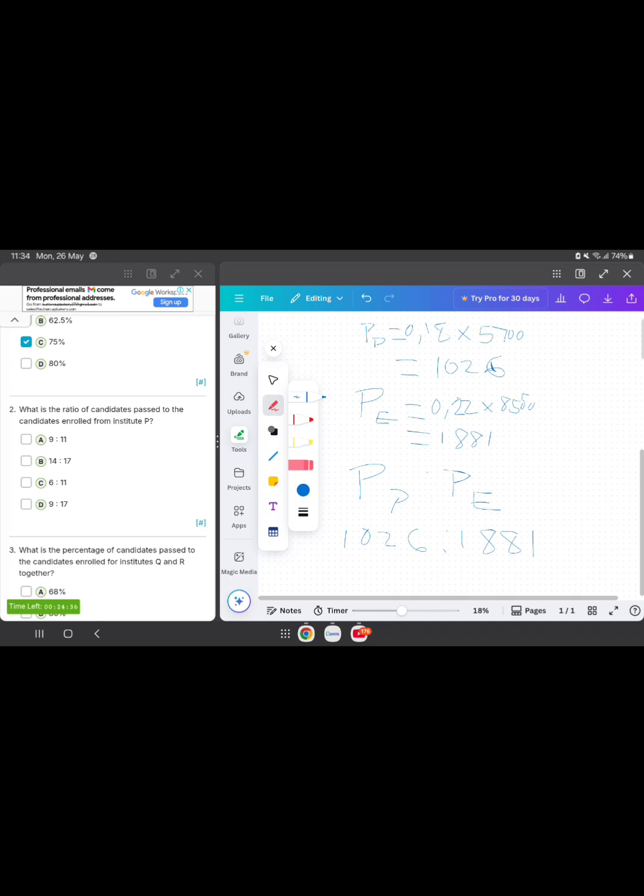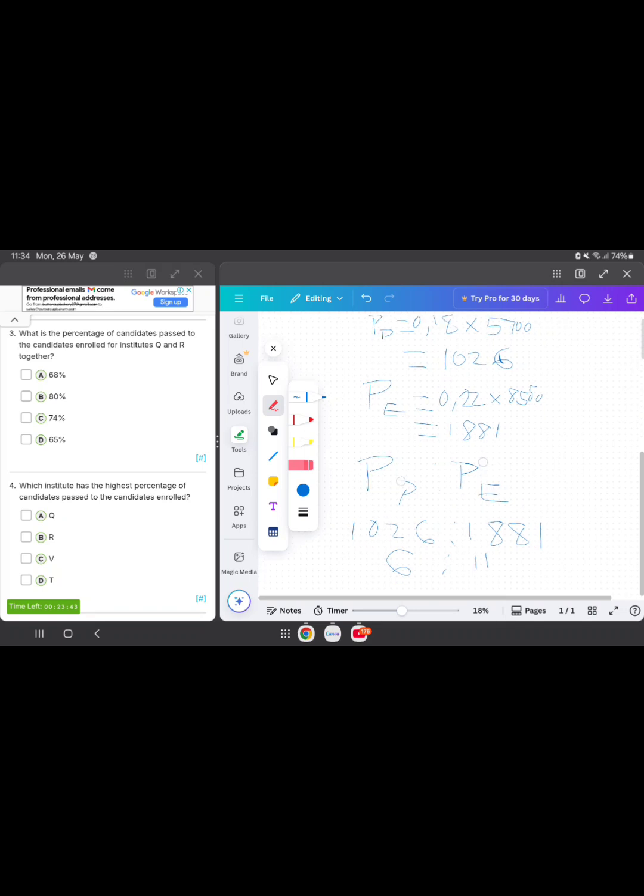Looking at these numbers, for example 1,881, and looking at the values we have on the outside, which are 11 and 17, we can see that 17 doesn't go into 1,881, so on this side we will need to have 11. 1,881 divided by 11 is 171. We will use that to divide the 1,026 to see what's supposed to be on the other side of the ratio. 1,026 divided by 171 is 6. So our answer is C. And then moving on to the next question.